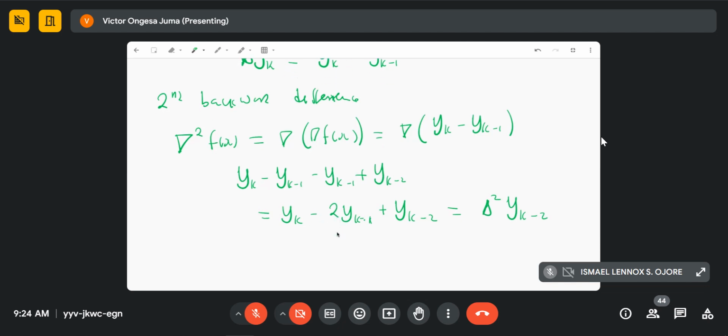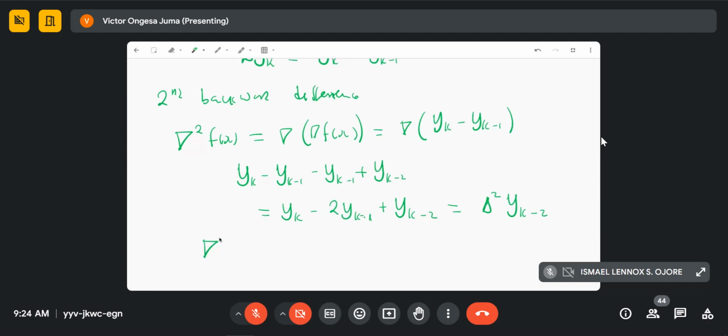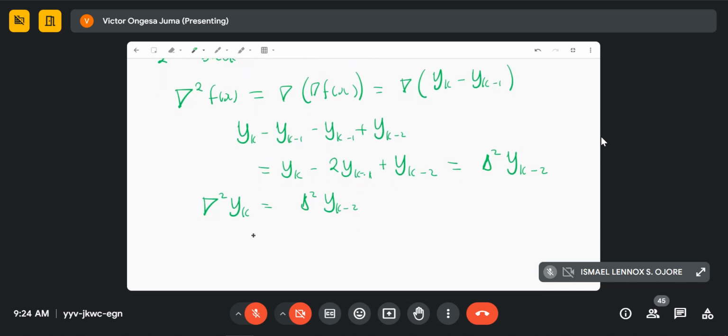So what does it tell you here? That the second backward difference operator of yk is the same as the second forward difference operator of yk minus 2. That means the third backward difference operator of yk is the same as the third forward difference of yk minus 3. So you can start getting those connections. Most of the things we have done above, even those examples and the polynomial, also hold for the backward differences.